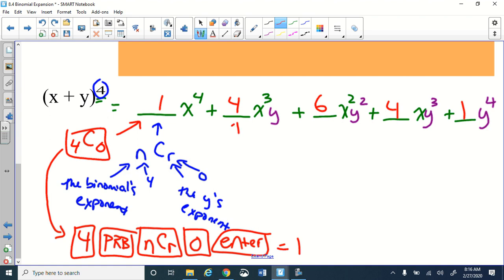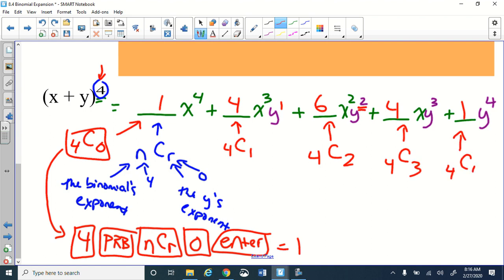And so here, another way to get 4 would be to say, okay, what's this term's nCr? Well, n is always going to be 4 for this expansion. And this time, y's exponent was 1. So 4C1, if you pick up your calculator and hit all these buttons and enter, you'll get 4. And here, this is going to be 4C2. And this one is going to be 4C3. So I'm showing you a way to find those coefficients if it's too big to use Pascal's triangle. We'll talk about combinations a lot more when we do counting principles and probability.